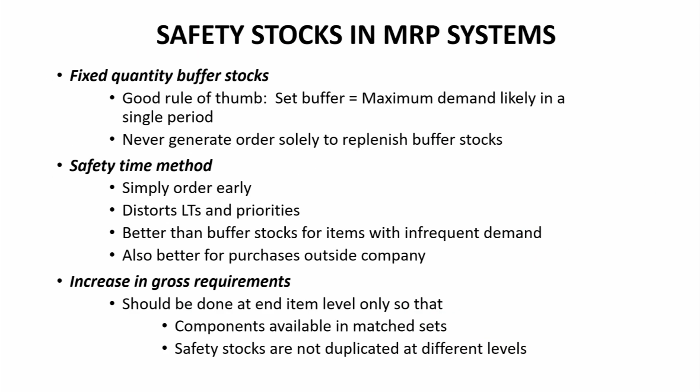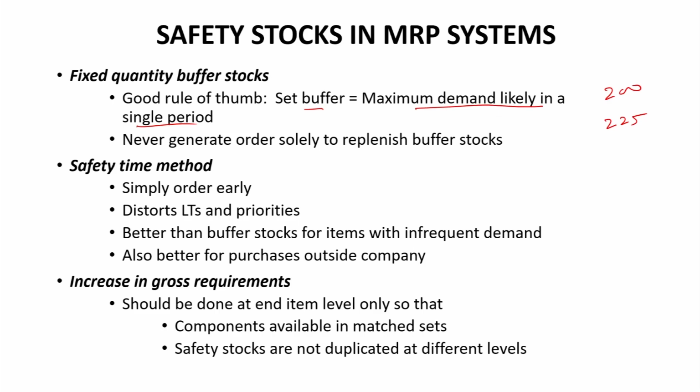Further details on that: for a fixed quantity buffer stock, a good rule of thumb is to set the buffer equal to the maximum demand likely in a single period. The question is how much buffer I should keep? We can keep a buffer as whatsoever is the maximum. Though the normal demand is 200, you are thinking that it may increase to 225. So, keep a buffer of 25 units.